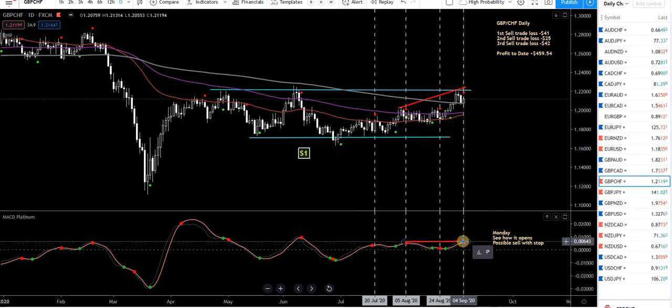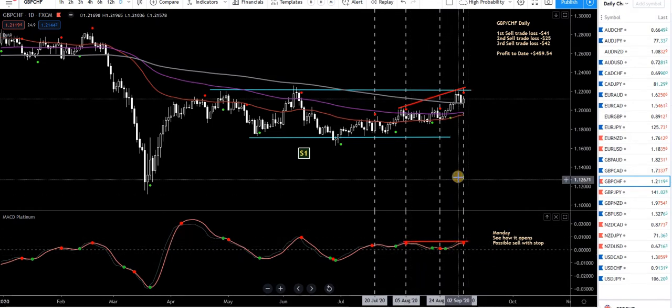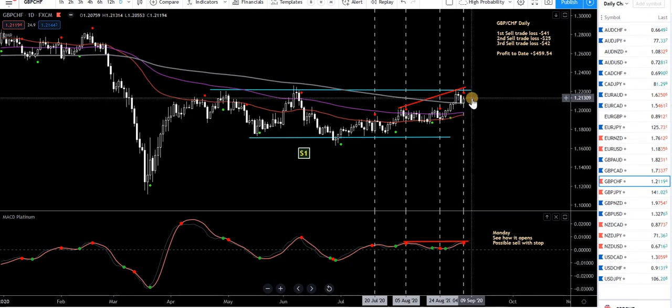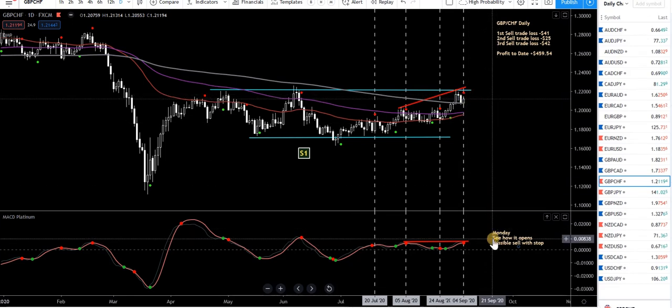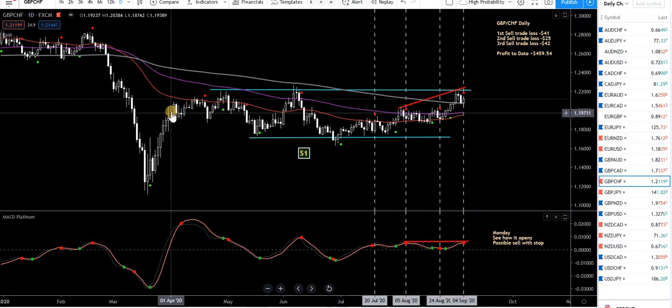We've got sort of a divergence there. It's probably a double top on the MACD Platinum, all very close to the zero level, and we had this bearish candle, and we had a bullish candle on Friday, and now we're getting a sell signal. So I'm just going to see how it opens on Monday, and I'm going to possibly take a forced sell here, and I'll put my stop up above here somewhere. Just want to keep it above.